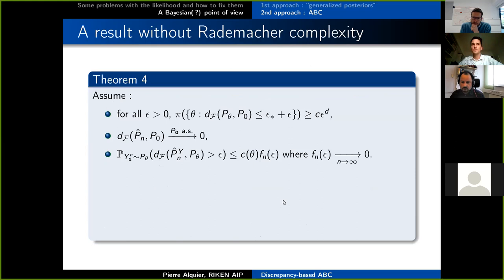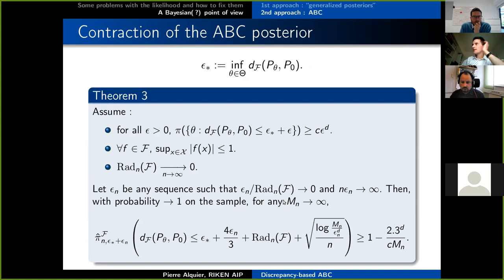Now, there is a question that is, I think, important. The question is, what happens if you don't have the Rademacher complexity going to zero? So what happens if you want to use the total variation distance? Or what happens if you want to use maybe the Wasserstein distance? And the answer is that actually it still can work, but essentially you will not be able to prove a result that does not depend on the truth.